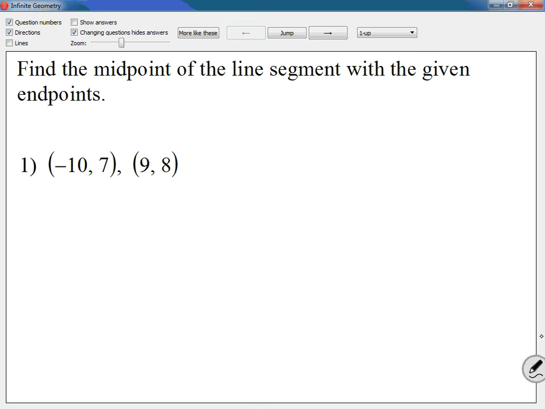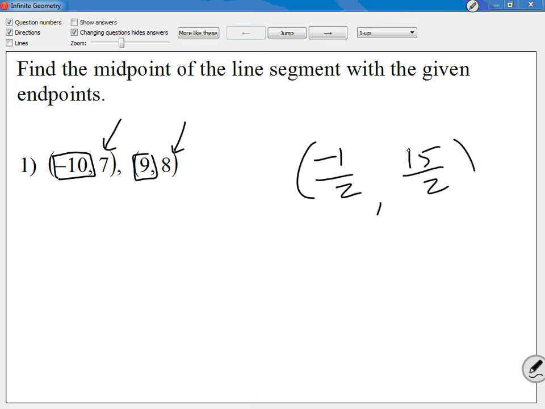So looking at the first 4 questions, let's find the midpoint of the line segment with the given endpoint. For the x value, I'm going to add the 2 x values that I have here. Negative 10 and 9, when you add those, is negative 1 over 2. Remember, for midpoint, we always had it over 2. And then for the y value, add the 2 y's, 7 and 8, add those, I get 15 over 2.